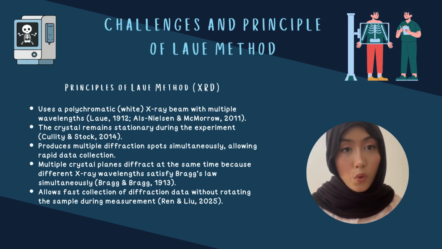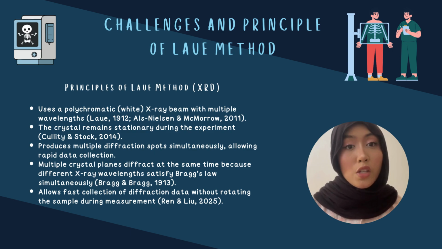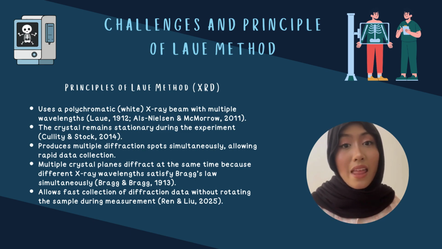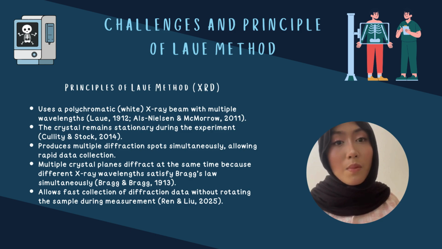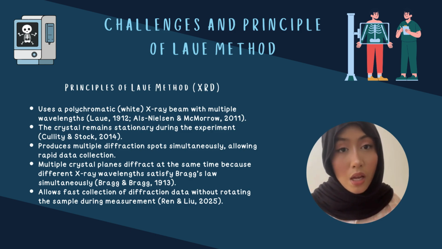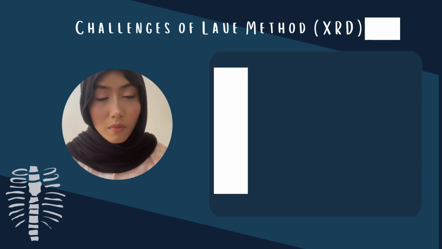The Laue method in X-ray diffraction works by using a polychromatic or white X-ray beam containing multiple wavelengths while the crystal remains stationary during the experiment. Different wavelengths satisfy Bragg's law simultaneously, causing multiple crystal planes to diffract at the same time and producing multiple diffraction spots in a single exposure. This enables rapid data collection without rotating the sample.